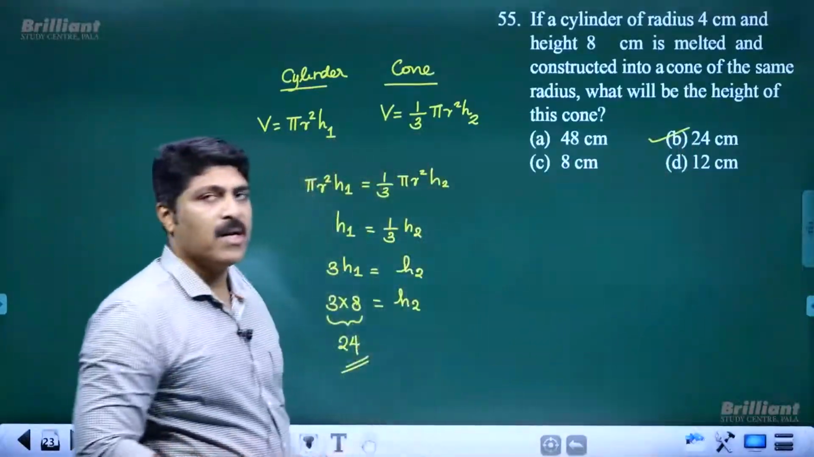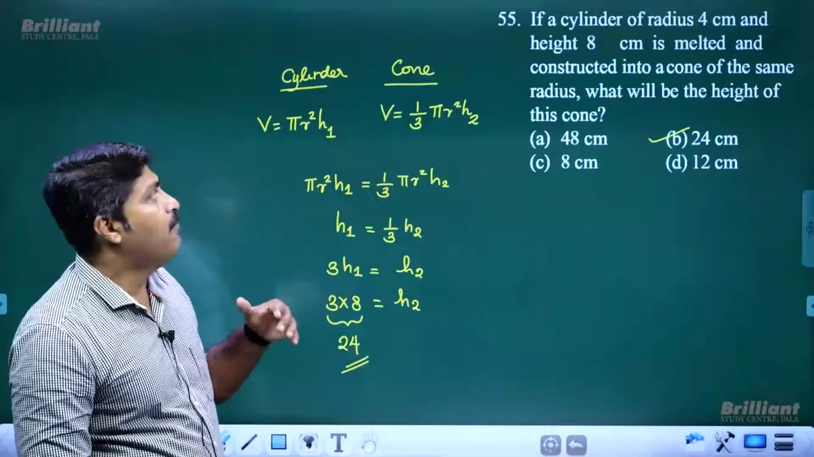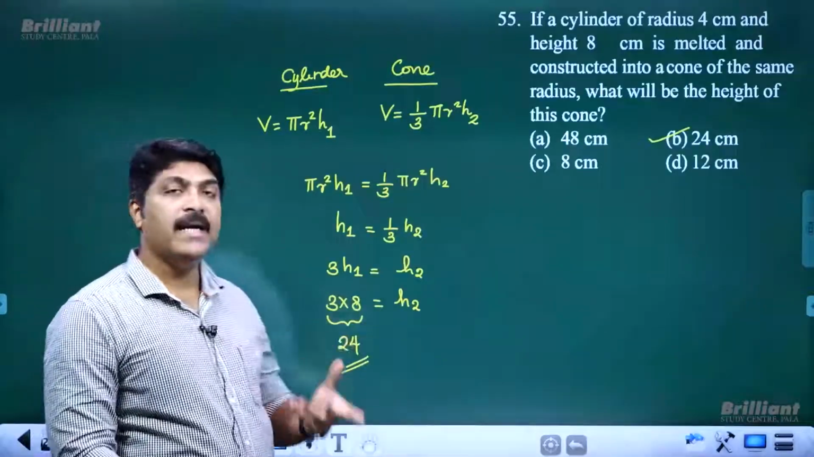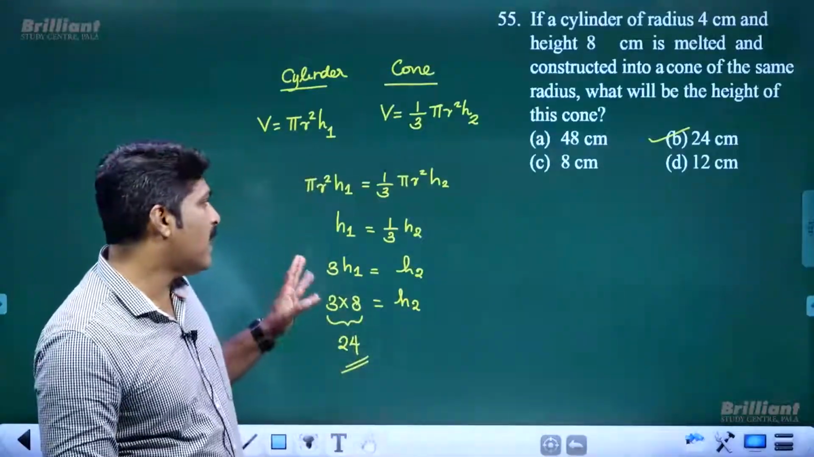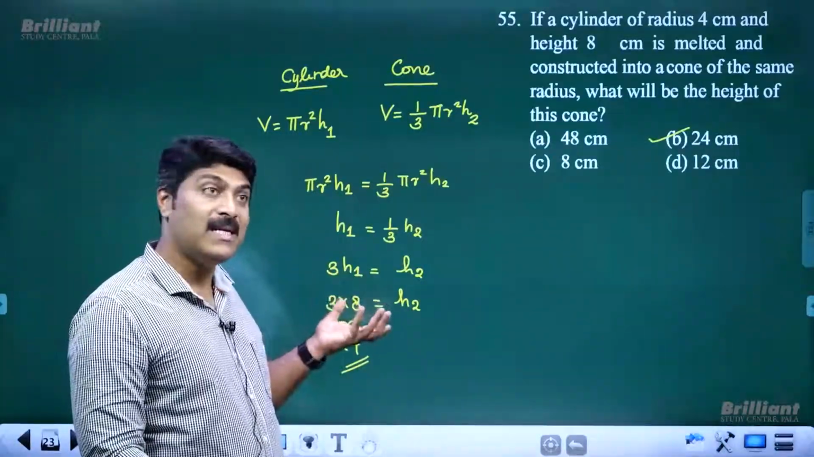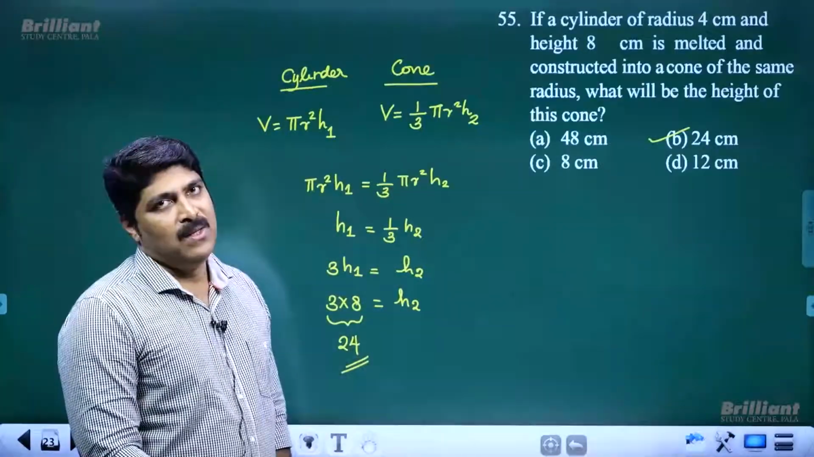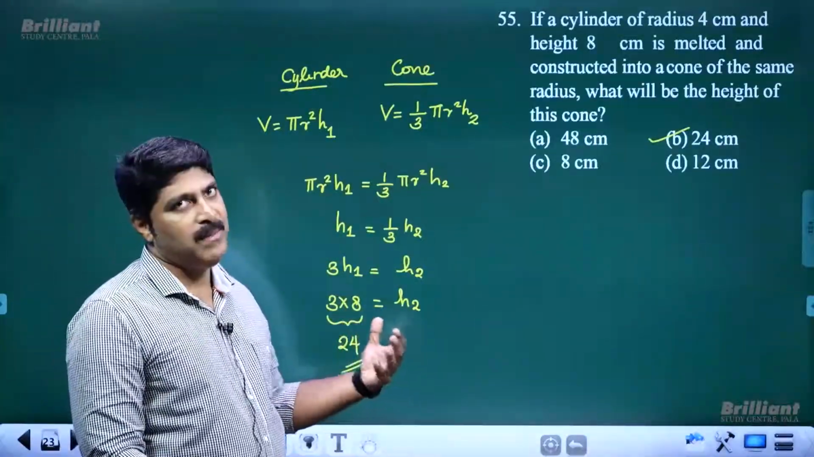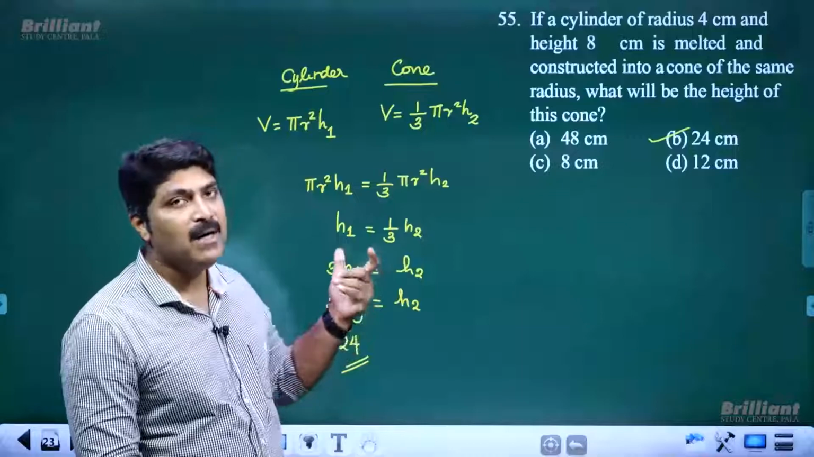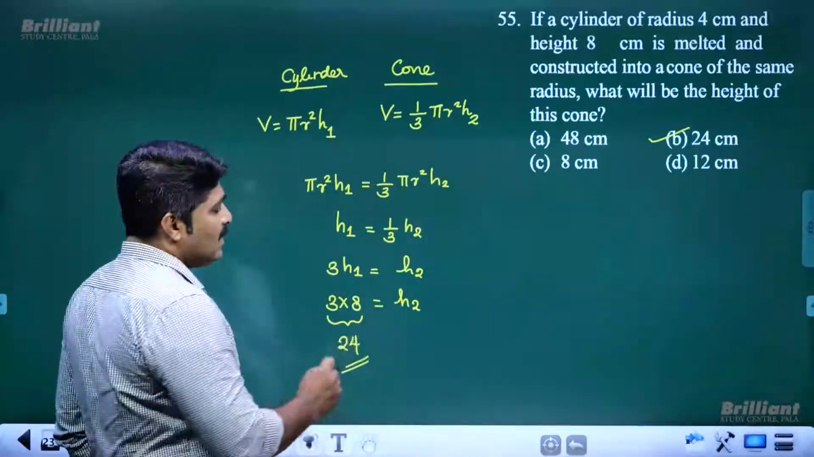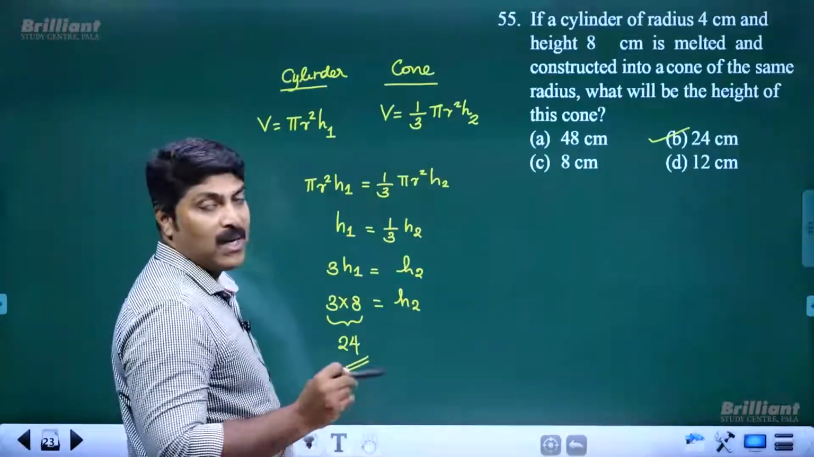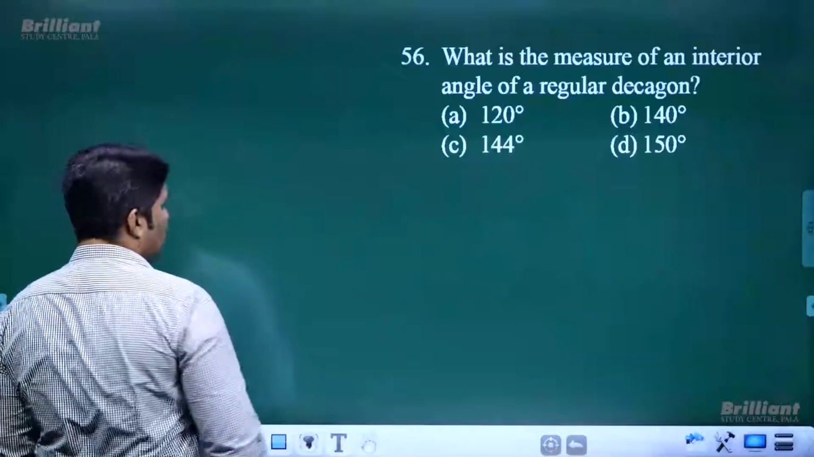So understand, this is a basic model question. Whenever we are forming a cone from a cylinder and keeping the radii the same, at that time the relationship between the heights is 3:1. Correct? So that means the height of the first one is 3 times the height of the second one. Or in the reverse order, the height of the second is 3 times the height of the first one. So their heights are in the ratio 1:3, H1 is to H2. That's a very important point. We are applying that concept here.